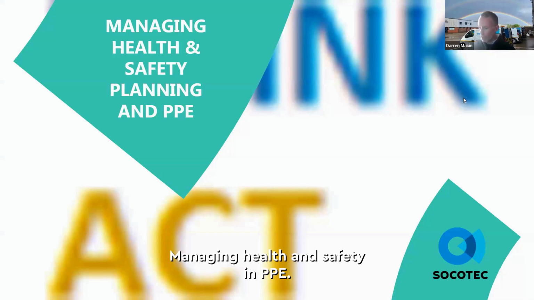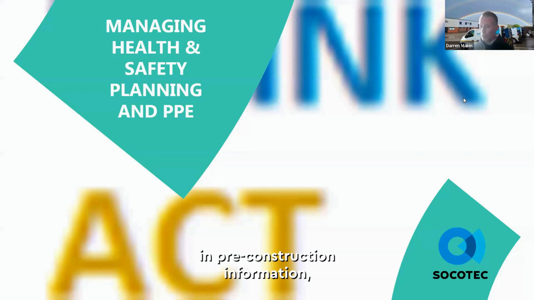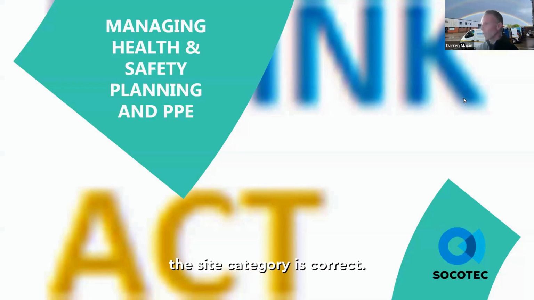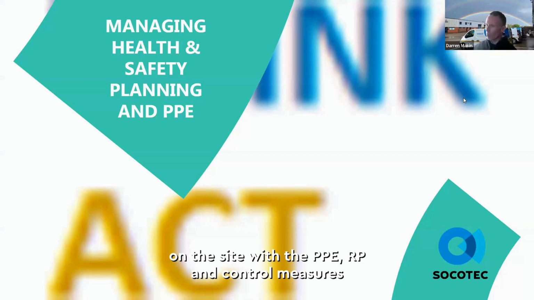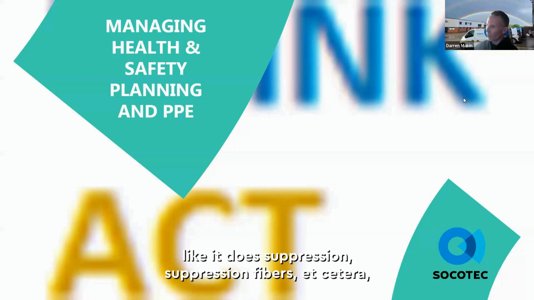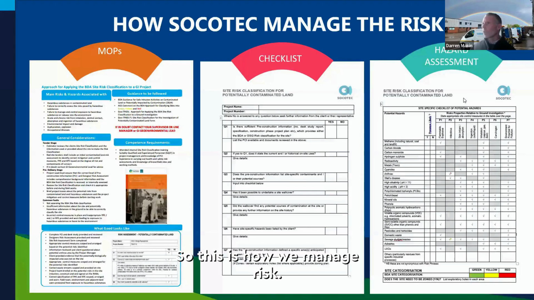Managing health and safety and PPE. So this is generally how we manage the health and safety and pre-construction information, preparing for site investigations, ensuring that the PCI is reviewed and the site category is correct. We have our RAMS in place. We've identified all the hazards, and how we mitigate those hazards, the last line of defence being our workers on the site with the PPE, RPE, and control measures like dust suppression, suppression of fibers, etc., all that good stuff. So this is how we manage risk.